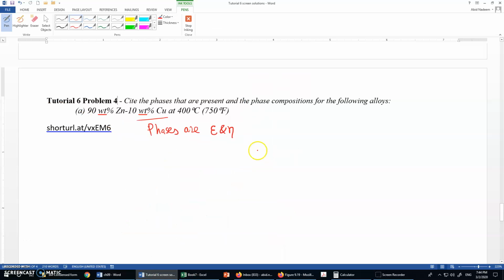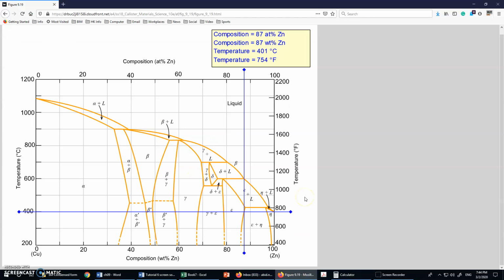So I can write it down. Composition of epsilon is 87%. And the composition of eta will be here, it's 97%.